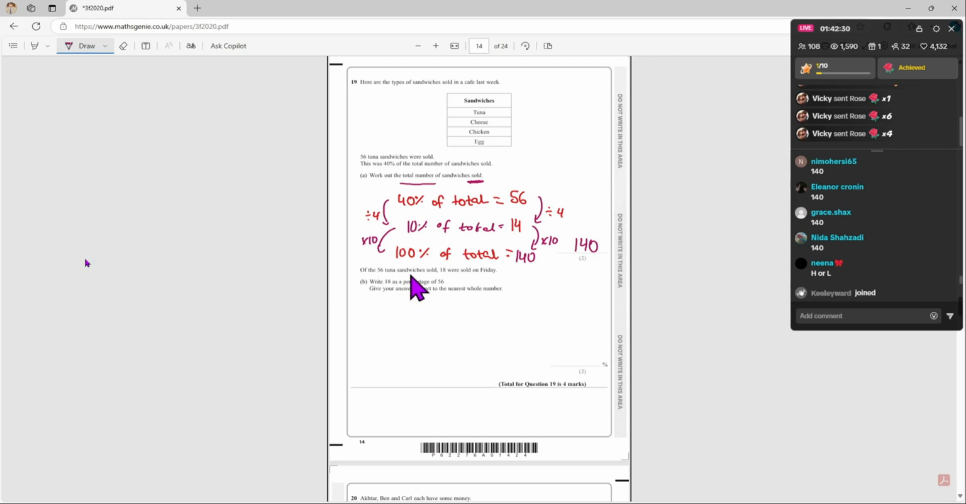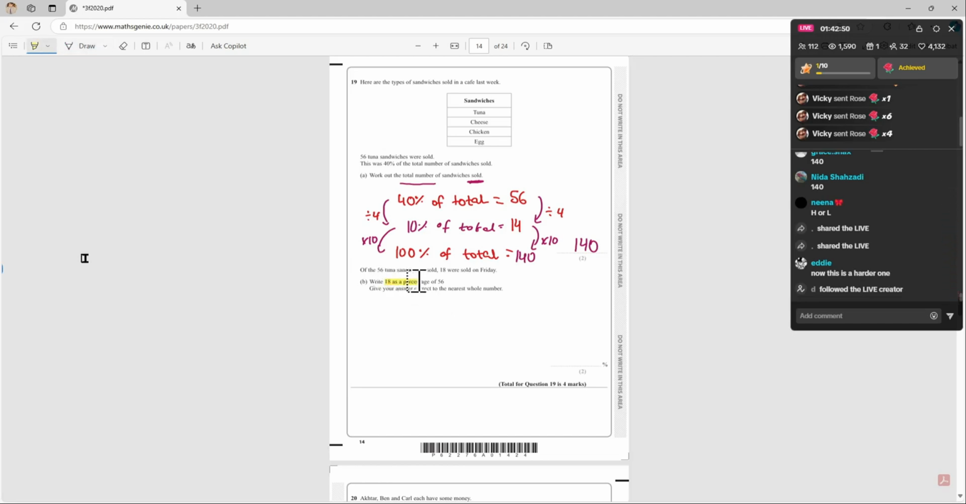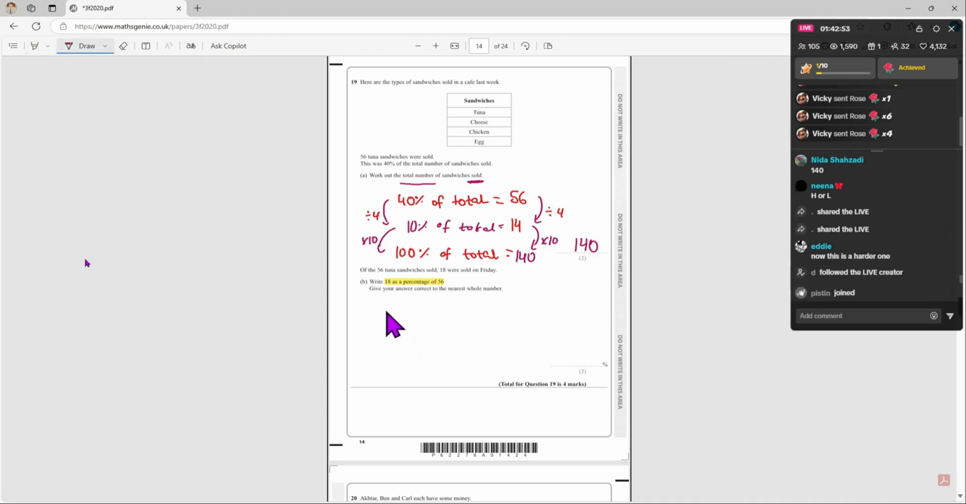Of the 56 tuna sandwiches sold, 18 were sold on Friday. Write 18 as a percentage of 56. Give your answer correct to the nearest whole number. So we have to write 18 as a percentage of 56. 18 is going to be our numerator over 56, which is our denominator. To convert a fraction to a percentage, you always multiply by 100. So you would use a calculator.